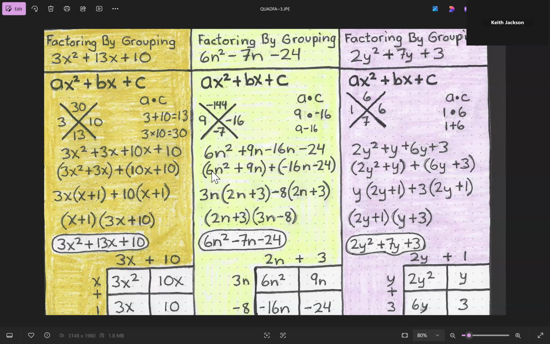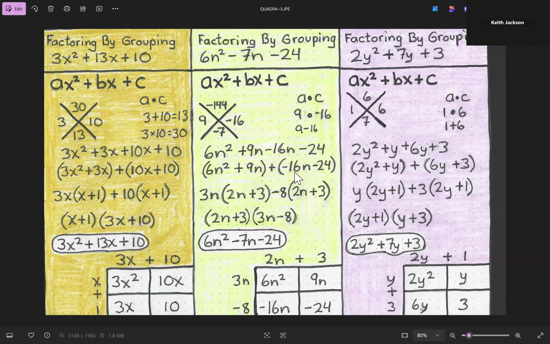And so in this case right here, we can factor out 3n, and then we'll get 2n plus 3 inside here. Okay, how do you know that? Because when you distribute this 3n, you're going to get this back right here, and I'll show you. So we have 3n times 2n, that will give us 6n squared, while 3n times 3 will give me 9n.